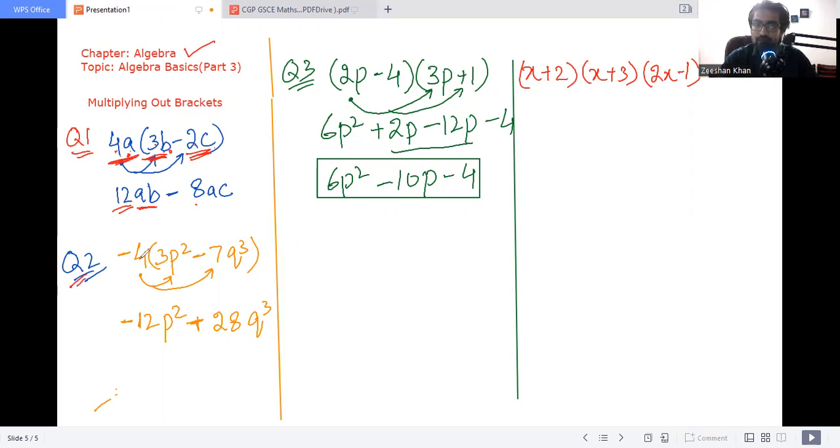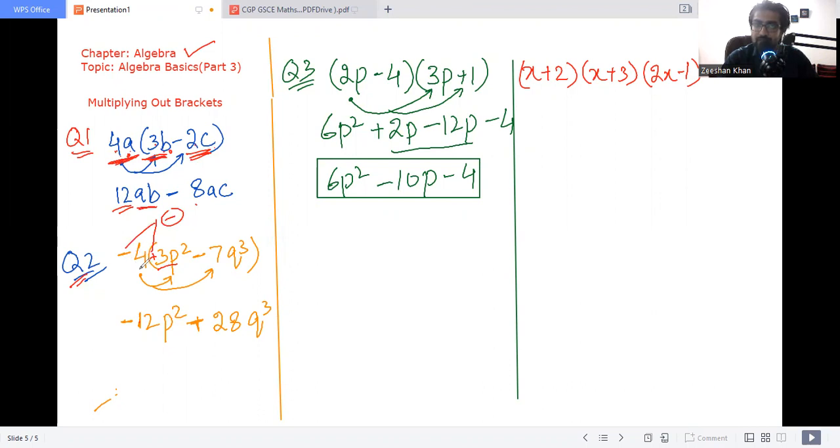In question 2, you can see the negative 4 is outside the bracket, and we have two terms inside the bracket, 3p square and 7q cube. Now you will multiply this negative 4 inside the bracket. So 4 times 3 is 12, but here you can see negative and positive. So negative and positive is negative. We have studied that in the previous lesson. Negative times positive is negative. This is multiplication, so therefore we will write a negative sign here. And 4 times 3 is 12, and we will write p square with it.